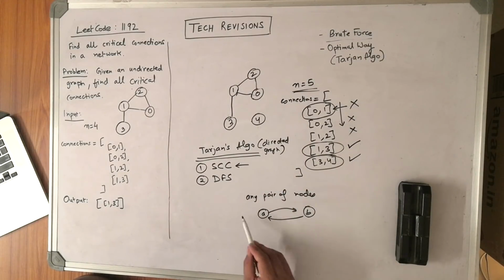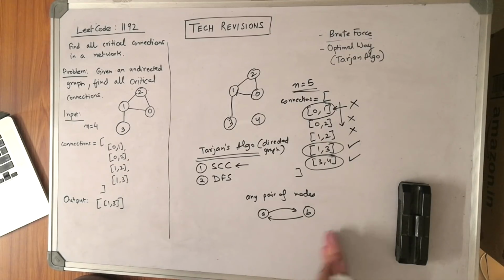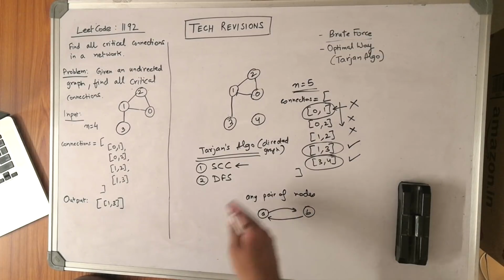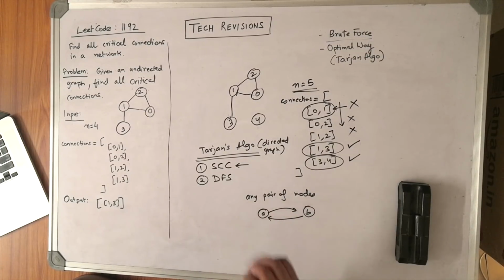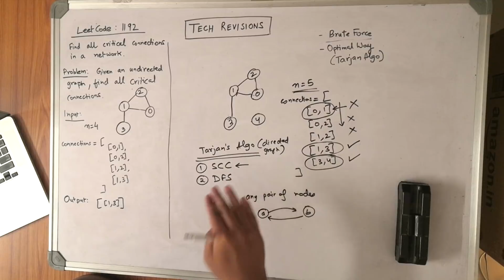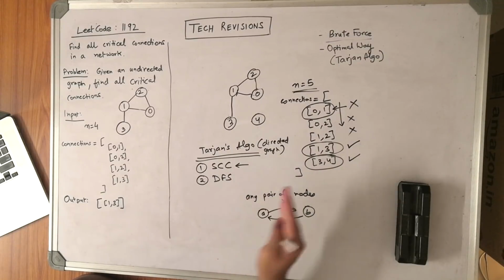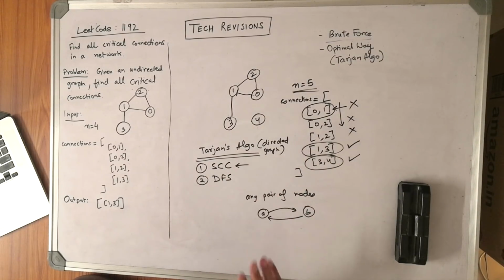So if you pick any pair of nodes and they are reachable from A to B and B to A in a given sub part of the graph, that sub part is called a strongly connected component. That is the definition of a strongly connected component, and Tarjan's algorithm was built to find all strongly connected components given a graph.